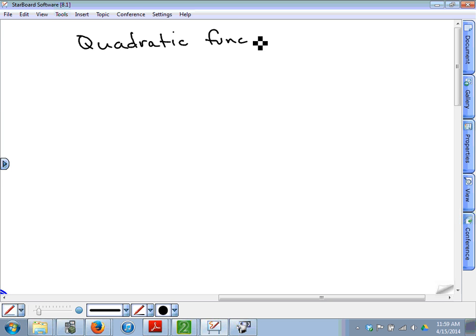If I wrote this phrase, are you familiar with the phrase? Quadratic function. We talked about it, right? But if I asked you to write me an example of a quadratic function, could you do it? I have to go back and look at my notes. What's a characteristic of a quadratic function?